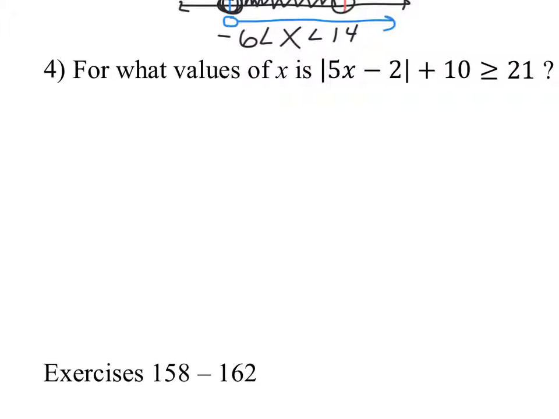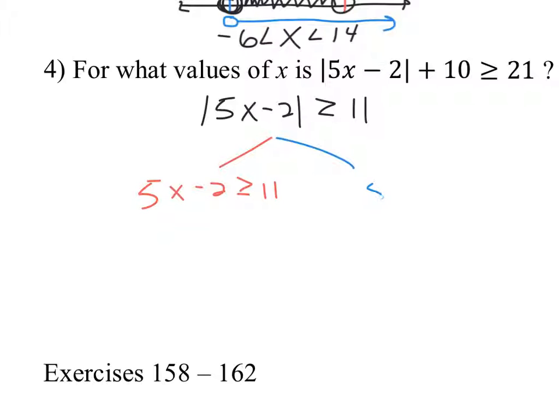Last problem, let's get the absolute value by itself. So to do that, we're going to subtract 10 from both sides of the equation. 21 minus 10 is 11. Then we are going to remove the absolute value bar in one case. In the other case, we're going to remove the absolute value bars, have the inequality change direction, and change the sign of the number that's over there. Then we solve each of these equations, these inequalities I should say.